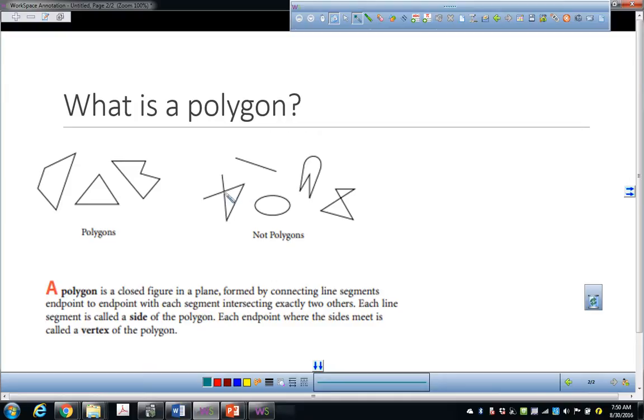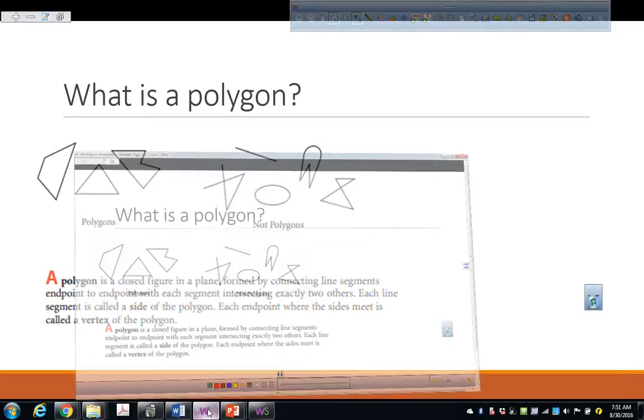So these ones intersect more than once, or it's not connected endpoint to endpoint. This is not made out of straight edges, neither is this. And this one intersects in more than one place, even though it is a closed shape. Do you want a minute to write that down? Okay. Go ahead.